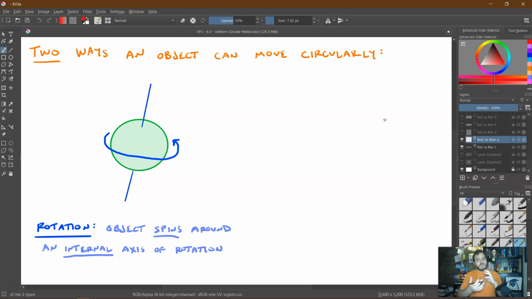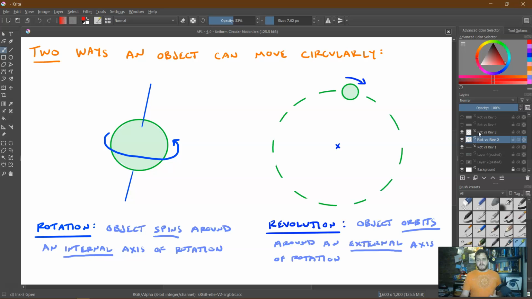If I spin in place here, there is an internal axis of rotation through my body that my whole body is going around. But there's another way we can move circularly, which is through something known as revolution. Rather than spinning, this is when an object will orbit around an external axis of rotation. So there's some point, some line outside the object that it is going around, that must be external to it.